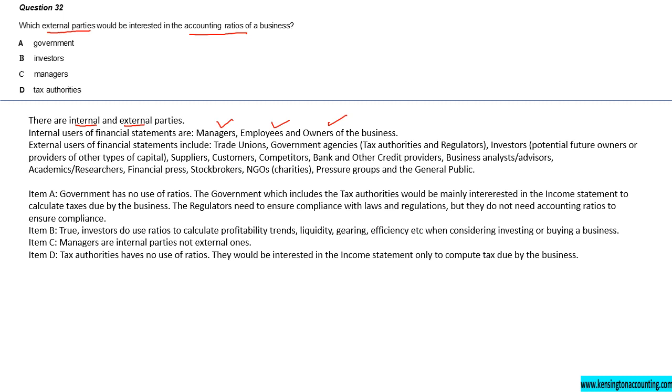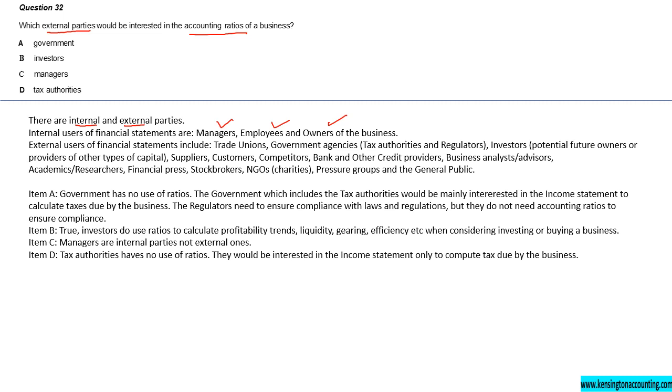External users, there are many examples of external users, or trade unions, government agencies, which will include tax authorities and regulators. You have investors who are potential future owners or providers of other types of capital. You have suppliers, customers, competitors, bank and other credit providers and lenders. You have business analysts, advisors, academics, researchers, including students. You have the financial press, stockbrokers, non-governmental organizations, pressure groups, and the general public.